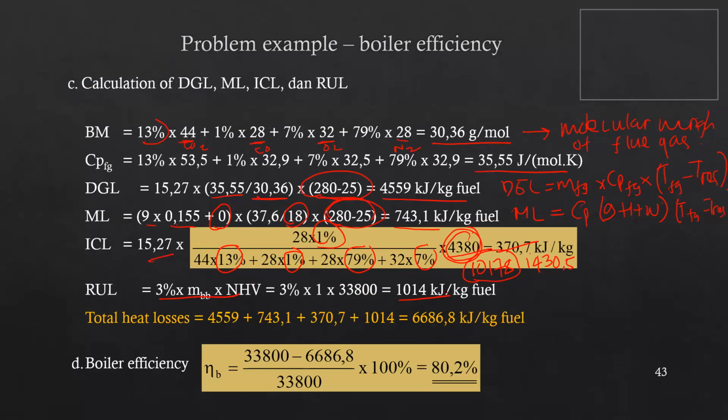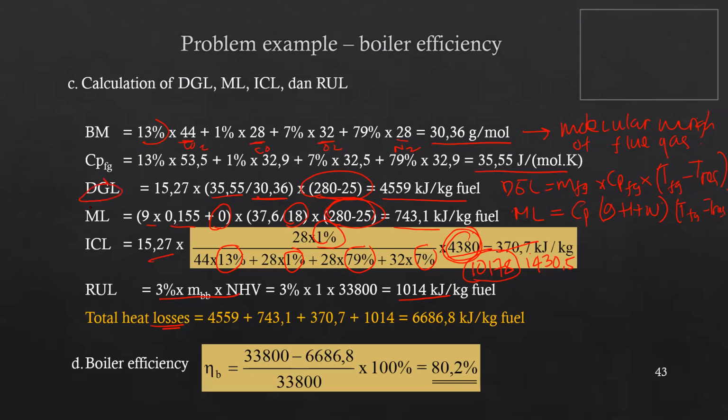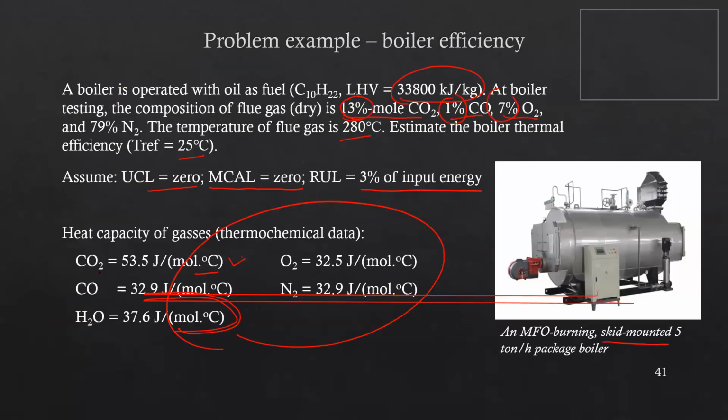Then we have the total heat losses. The total heat losses are just the summation of all the losses: from BGL, ML, ICL and RUL. From the problem, the UCL and MCAL are assumed to be 0, so there is no contribution from the uncombusted carbon losses or from the MCAL, which is the moisture in combustion air losses.